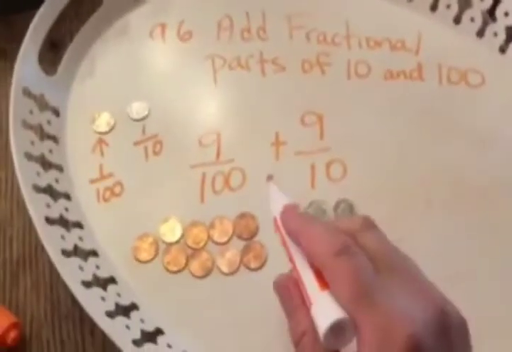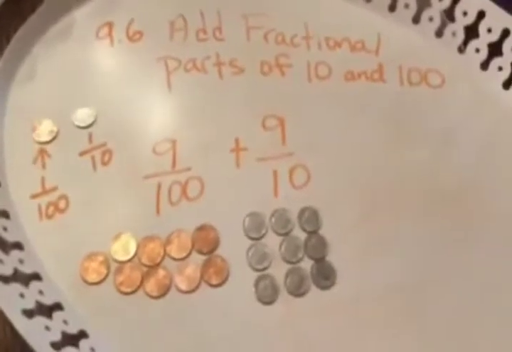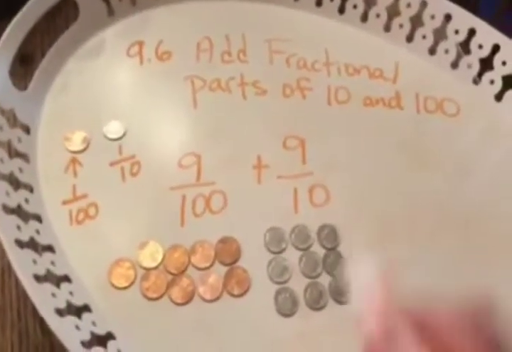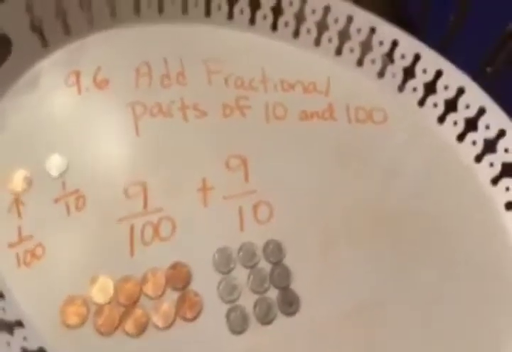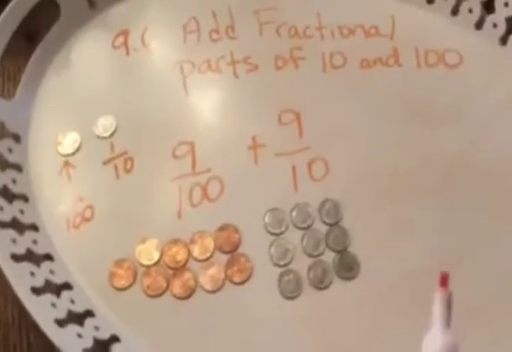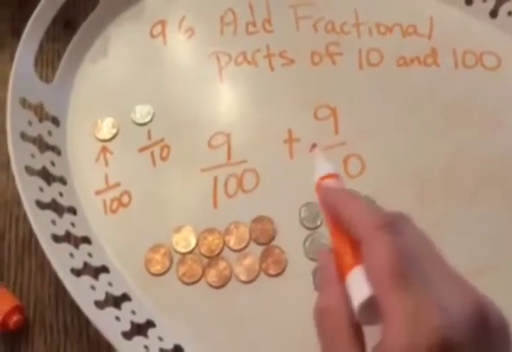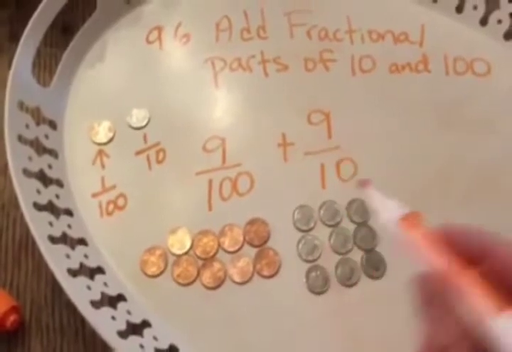And so right here, I have a problem in front of me, and it's from the black and white page of 9.6, and specifically, this is number 3. And so if you've done that, great. And if not, here it is. You'll be able to use this video to solve it. And on number 3, it gives us this problem. It says, I have 9 100ths, and I'm adding 9 tenths.